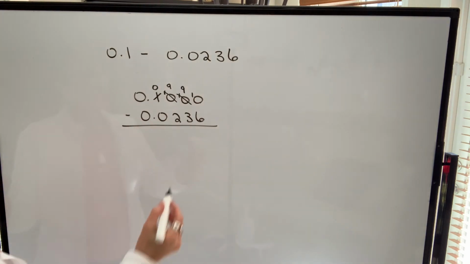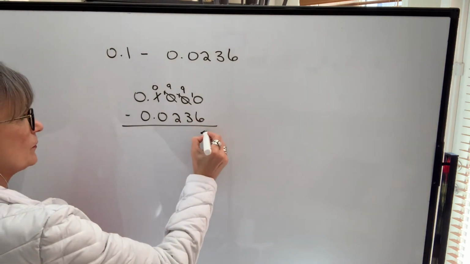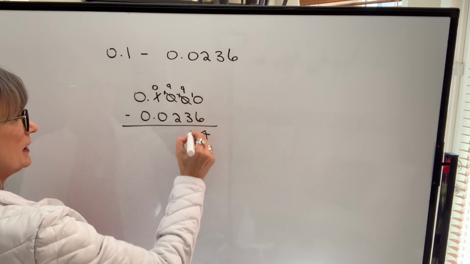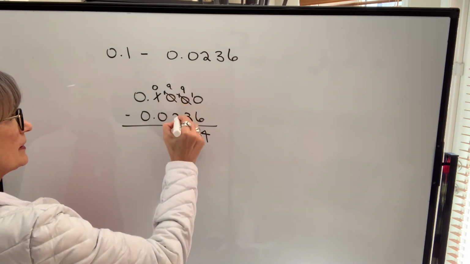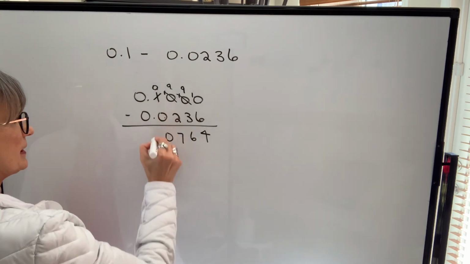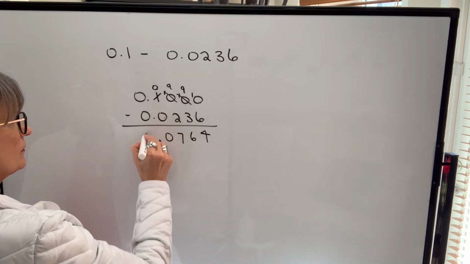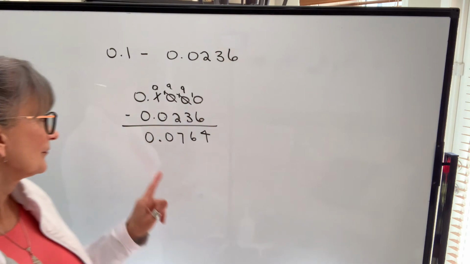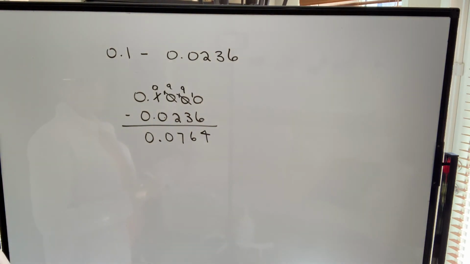Now I can subtract. 10 minus 6 is 4. 9 minus 3 is 6. 9 minus 2 is 7. 0 minus 0 is 0. My decimal point, 0 minus 0 is 0. So my answer would be 0.0764.